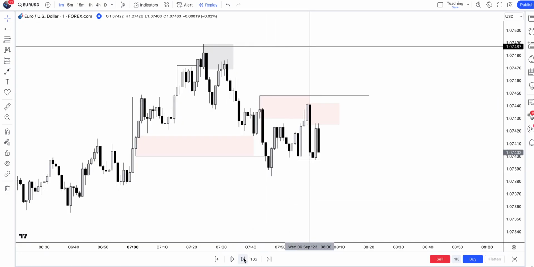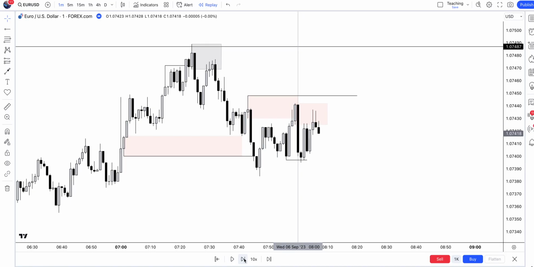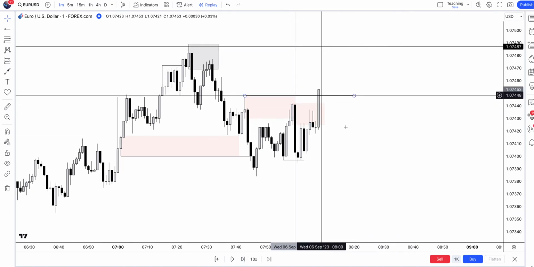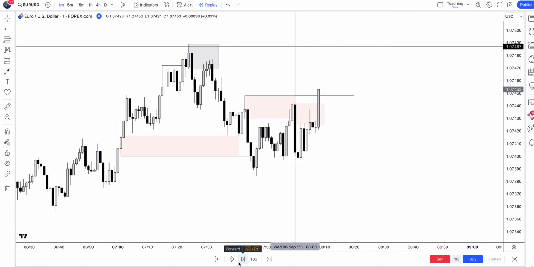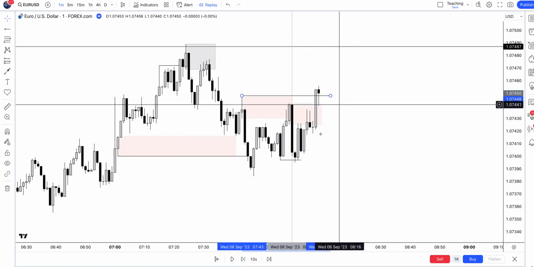Price retraces back. Look how we reject off that temporarily. Imagine how many sellers are going to be taking that trade there, right? Still respecting it. Finally, we wick above. Liquidity has been taken. How can we be involved in this trade now?